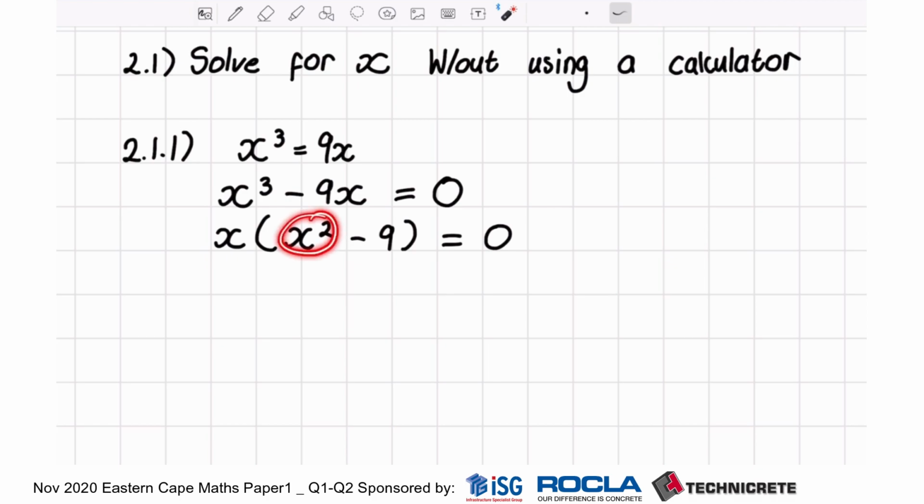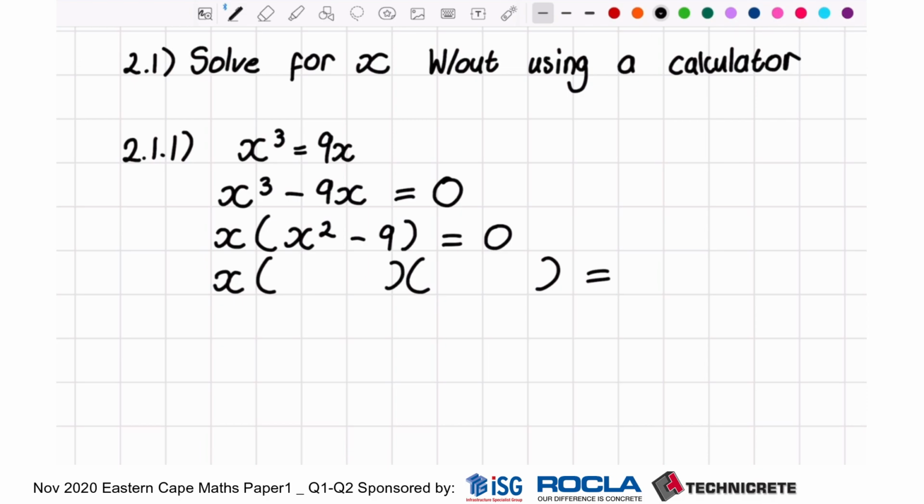And now I recognize difference of two squares. So I'm going to have x, and my one term is going to become two terms. And in both of the brackets, the first term is going to be the square root of x squared. So I'm going to have x for this one and x for this one. And then the second term is going to be the square root of 9. So I'm going to have 3 for this one and 3 for this one. Then in one of the brackets, I must have a positive sign, and in the other bracket, I'm going to have a negative sign. And then it's still all equal to 0.